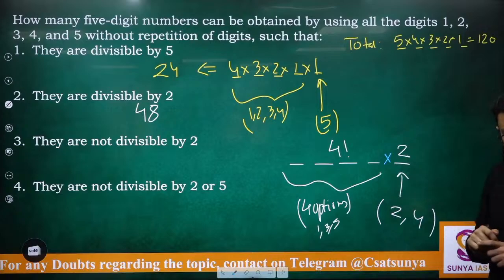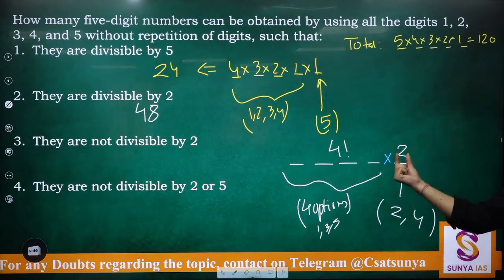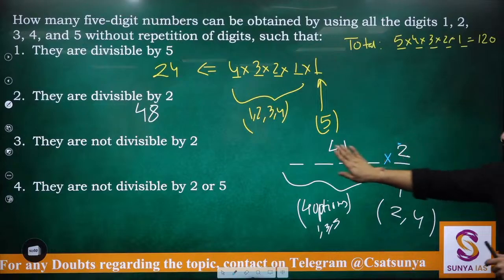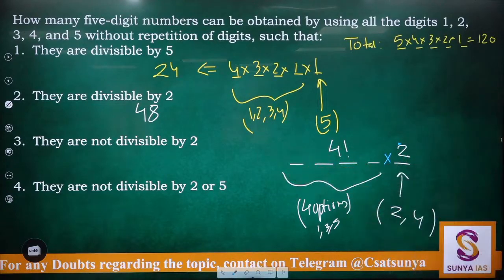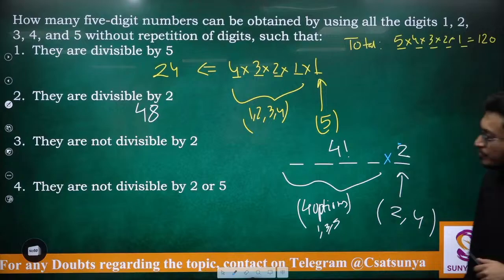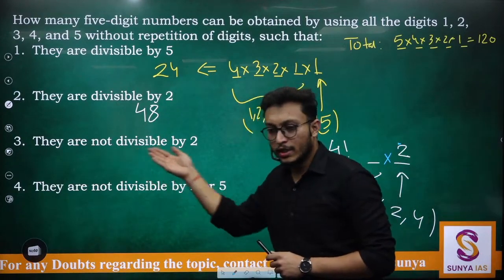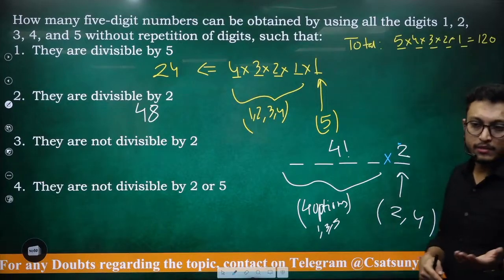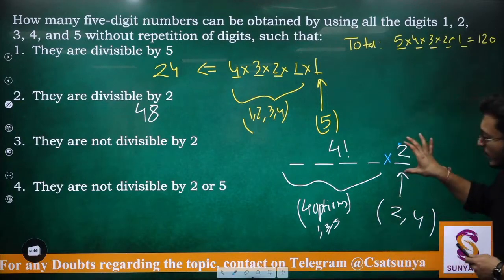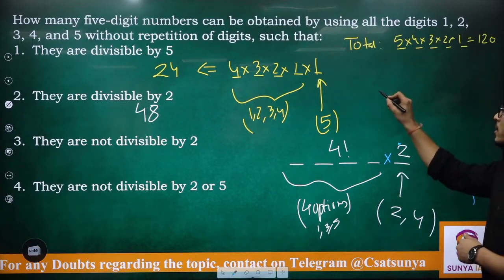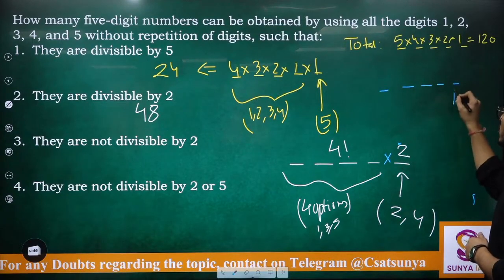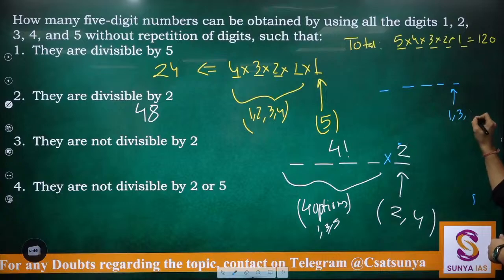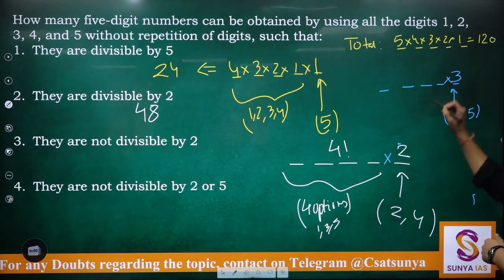2 has not gone here, so one of these will go first. Let's say I filled it with 4, so now 2 has to be filled here. Okay. Next, not divisible by 2. How will we find not divisible? You need to fill this place with an odd number. So any of the odd numbers 1, 3, 5 should come here. So 3 options for this place.